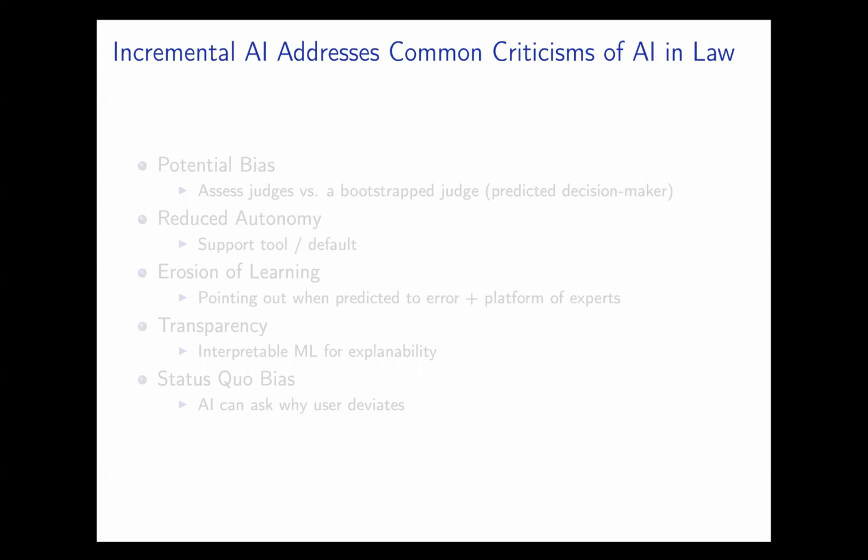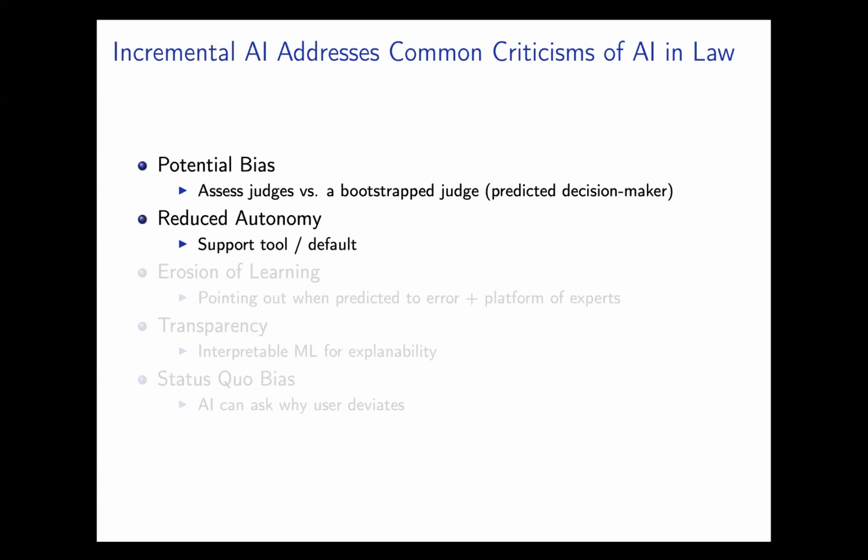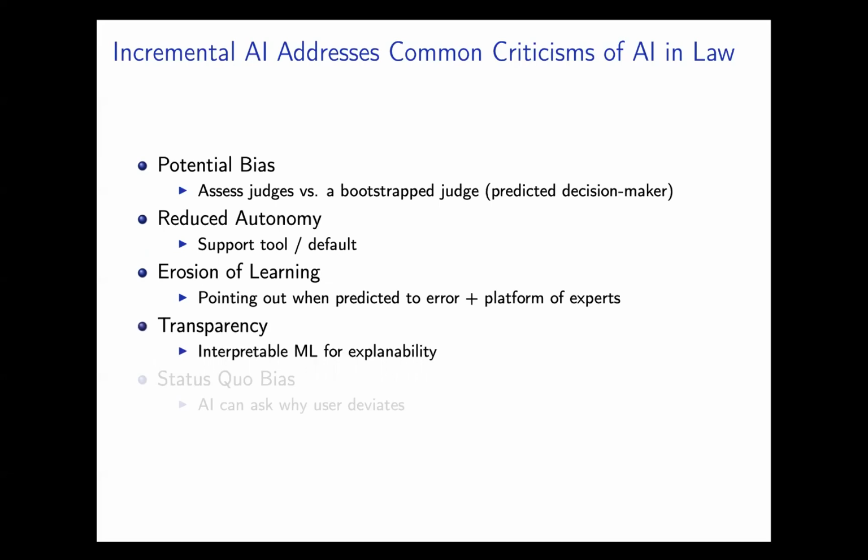So notice this approach addresses many of the common criticisms. Potential bias, since we start out by assessing the judge with their predicted self before proceeding. Reduced autonomy, because it's a support tool. You can always deviate from the default. Erosion of learning. There's this opportunity to continually learn and also access the platform of experts. Transparency and interpretable machine learning for explainability. And instead of baking in the past, now we're explicitly asking the user why they deviate.